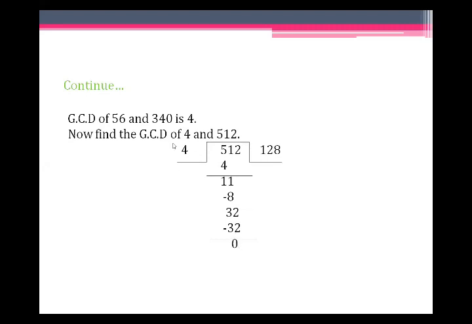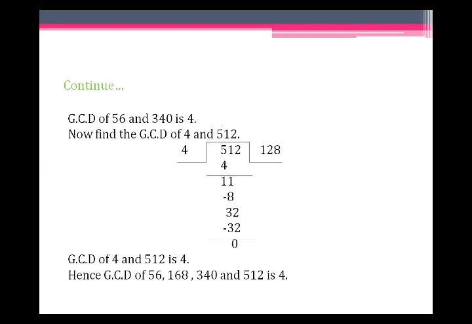It means that 4 divides 512 completely. So the GCD of 4 and 512 is 4, because here we find the greatest common divisor, which is 4. Okay, students, hence the GCD of 56, 168, 340 and 512 is 4.